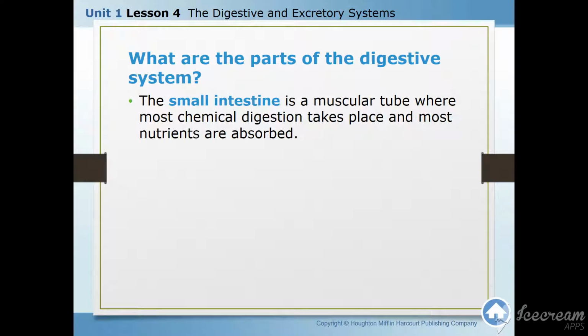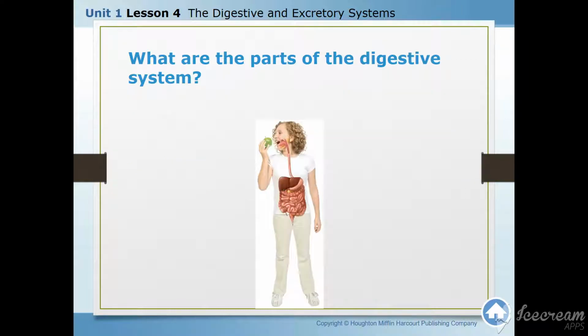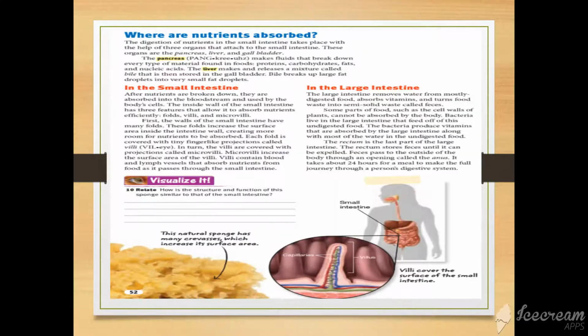Small intestine, remember, is responsible for nutrient absorption. In the large intestine, water is absorbed, leaving the waste. Nutrients are absorbed, but most of the nutrients are absorbed in the small intestine. Usually, it leaves waste in the large intestine, and water is absorbed in the large intestine. So we have discussed the different parts of the digestive system.